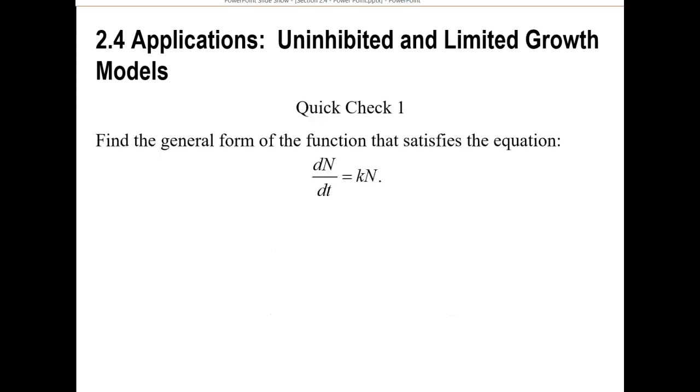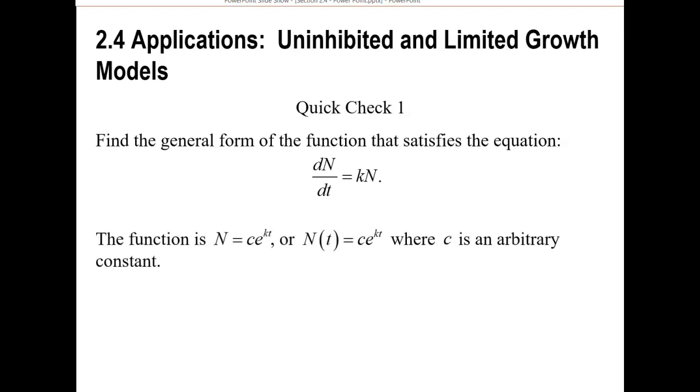All right, so another example: find the general form of the function that satisfies this equation. Derivative of N with respect to t equals k times N. So our function name is N, and our variable is t. So we could write N equals C e to the kt, or N of t equals C e to the kt, where C would be any arbitrary constant. Again, the coefficient is the exponent on the independent variable t.